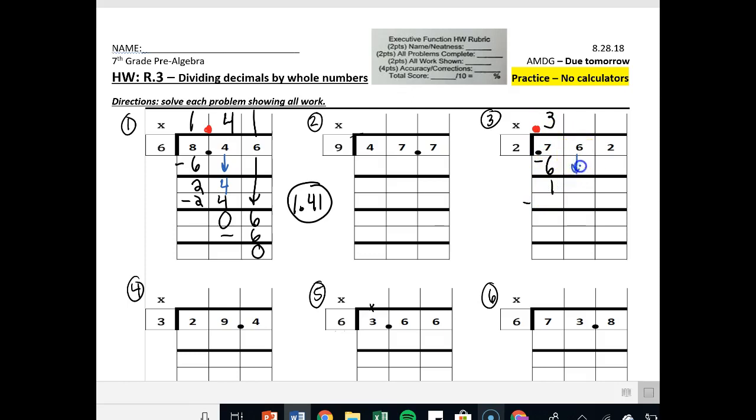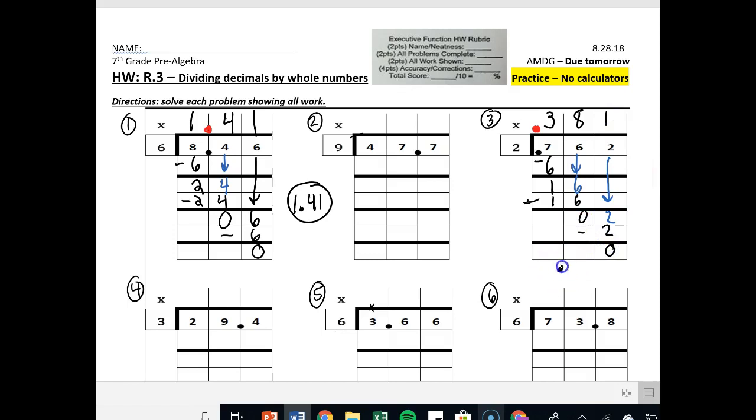Drop down your 6. Now, again, how many times does 2 go into 16? Put your finger on 2, go across until you get to 16. Go up, that's 8. 8 times 2 is 16, so we have 0. And then lastly, drop down your 2. How many times does 2 go into 2? One time. We got nothing left over, so we know we're done.